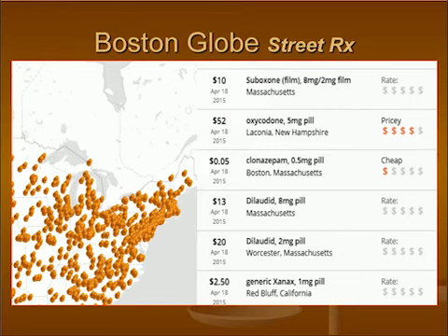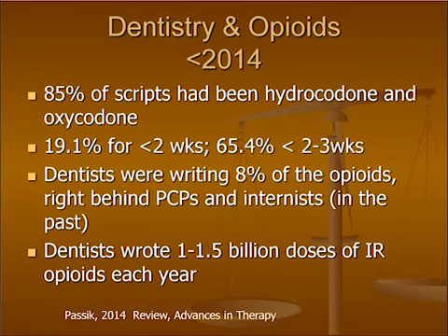So it's a complicated issue. It's a complicated issue that's sort of permeated all healthcare. It used to be that dentists were the top 3 or 4 prescribers of opiates, and again, I think there's been a precipitous drop in some of that. 85% of scripts had been written for hydrocodone and oxycodone, many for a number of weeks by dentistry. At one point, dentists were writing 8% of the opiates right behind PCPs and internists. Been a precipitous drop again in this area.